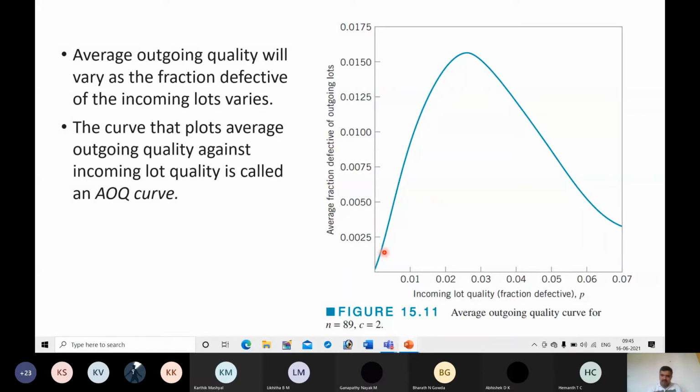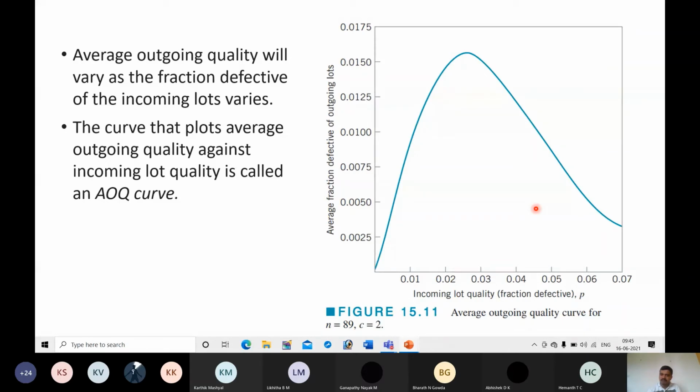Next, if the quality of the incoming lot is poor, that means the number of defectives is more, then the average fraction defective of outgoing lots will also be more. Then it will reach a peak, and then it will decrease, because if there are more defectives, there is more possibility that those lots will be rejected. When the lots are rejected, they are subjected to rectifying inspection, in which we may go for 100% inspection. Then these lots will be replaced with good units. Because of that, outgoing quality will get improved.